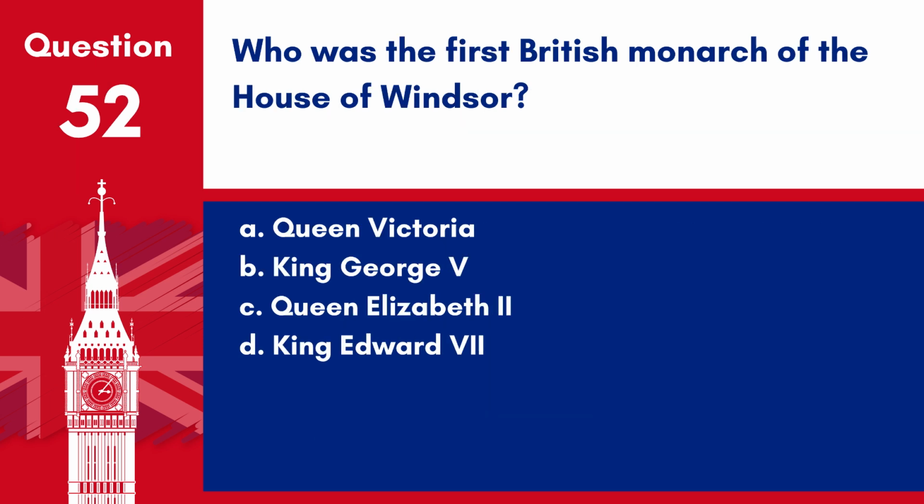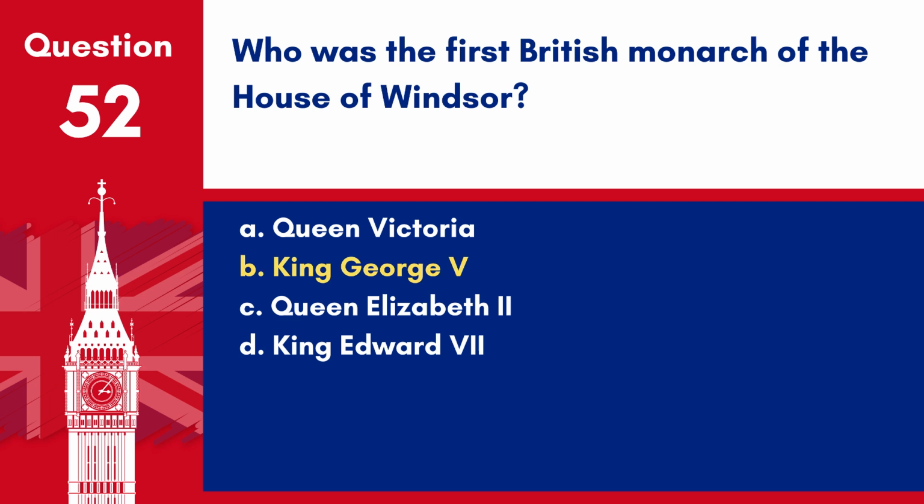Question 52. Who was the first British monarch of the House of Windsor? A. Queen Victoria. B. King George V. C. Queen Elizabeth II. D. King Edward VII.